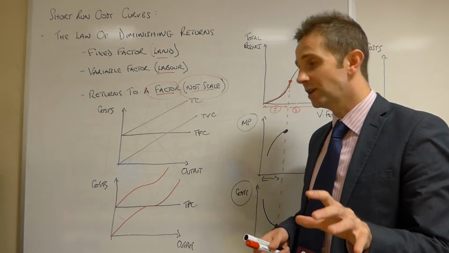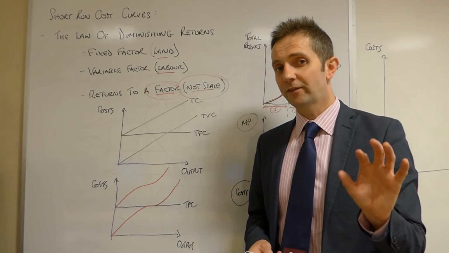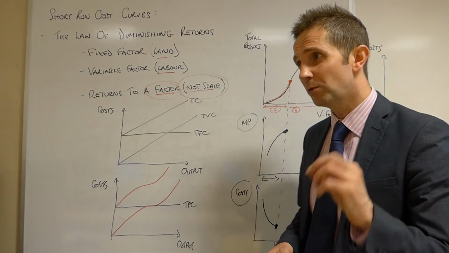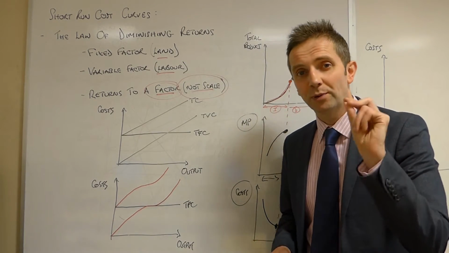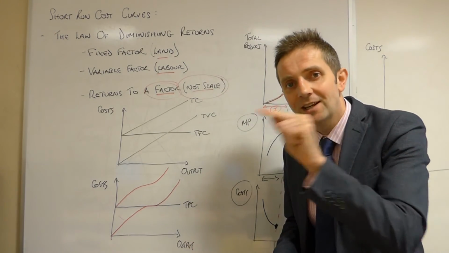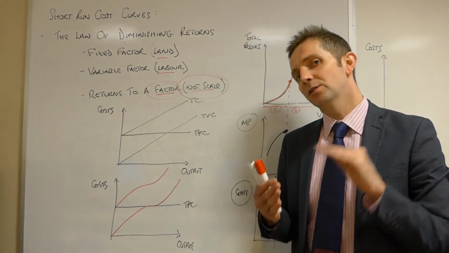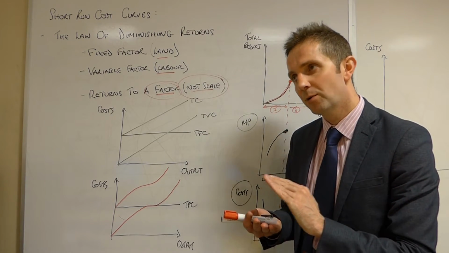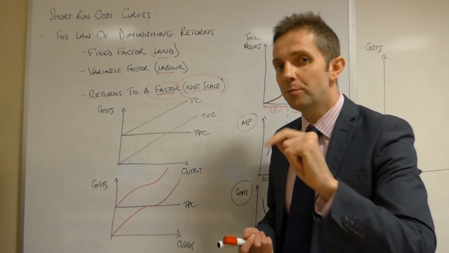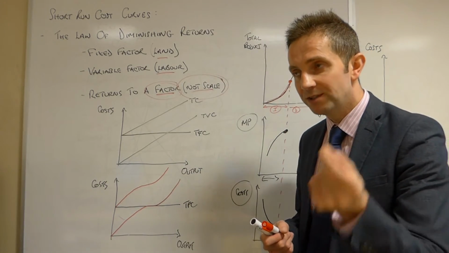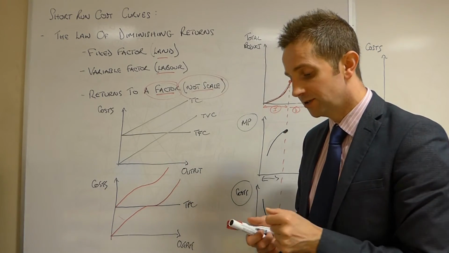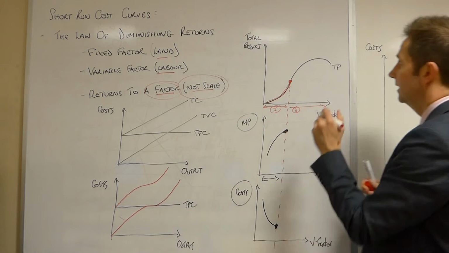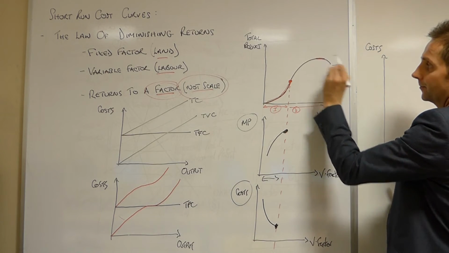And indeed, ladies and gentlemen, let's not forget that one definition of the law of diminishing returns is total product increasing at a decreasing rate. So it's still going up, but the marginal product is slowly getting smaller and smaller. At a certain point, the marginal product will be equal to zero. Where will that be? It will be right here.